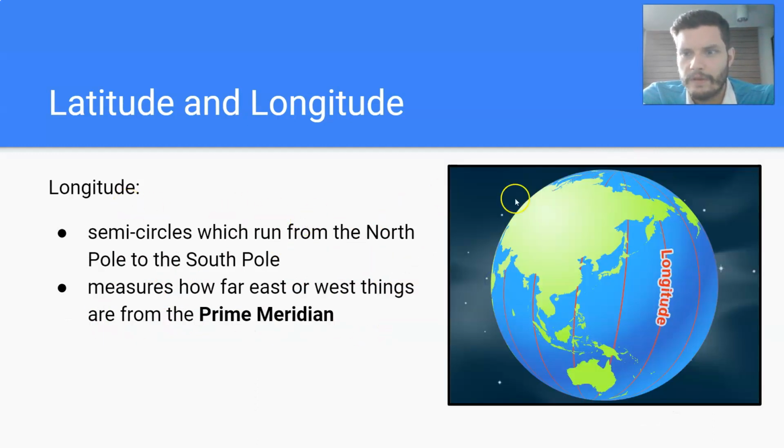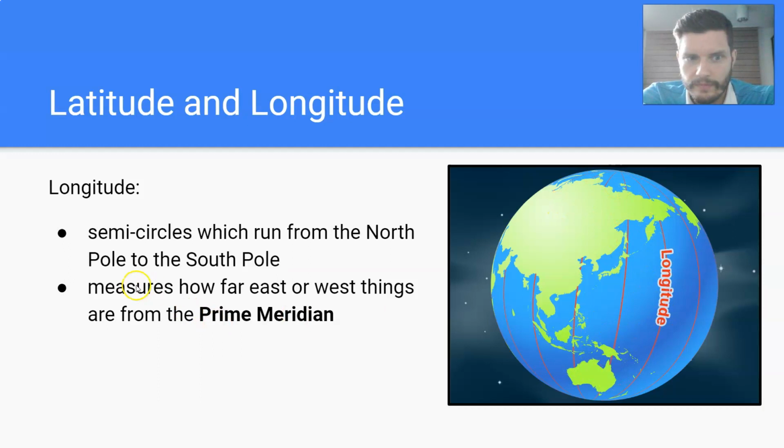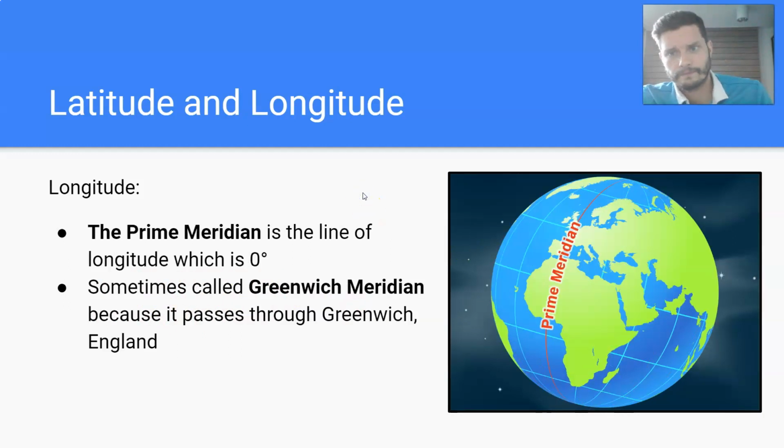Okay, now let's talk about longitude. Longitude lines are semicircles which run from the North Pole to the South Pole, as you can see here. They measure how far east or west things are from the prime meridian. So what's the prime meridian? The prime meridian is the line of longitude which is 0 degrees.